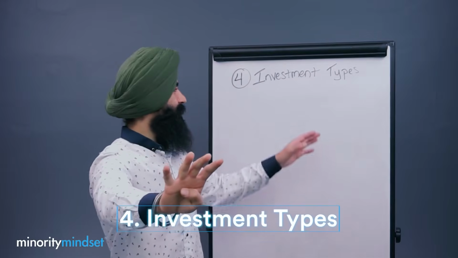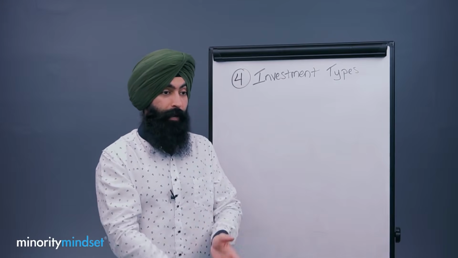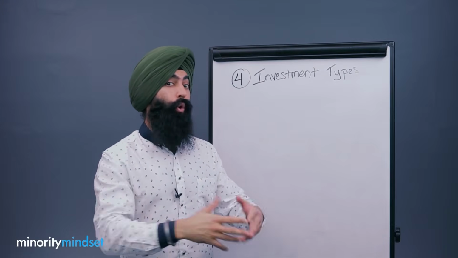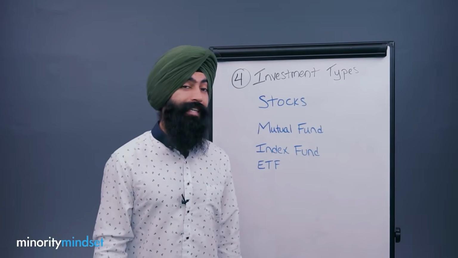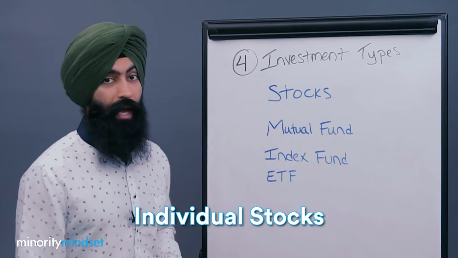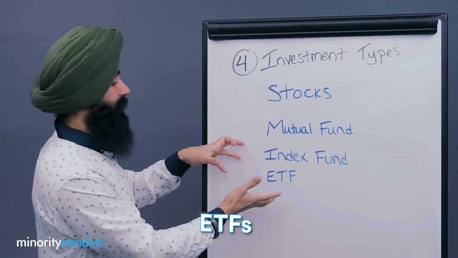Fourth, let's talk about the different types of investments on the stock market, because one way you can invest in the stock market is by investing in stocks. But that's not the only way. You can make money in the stock market by investing in individual stocks. You can invest in mutual funds, you can invest in index funds, and you can invest in ETFs.